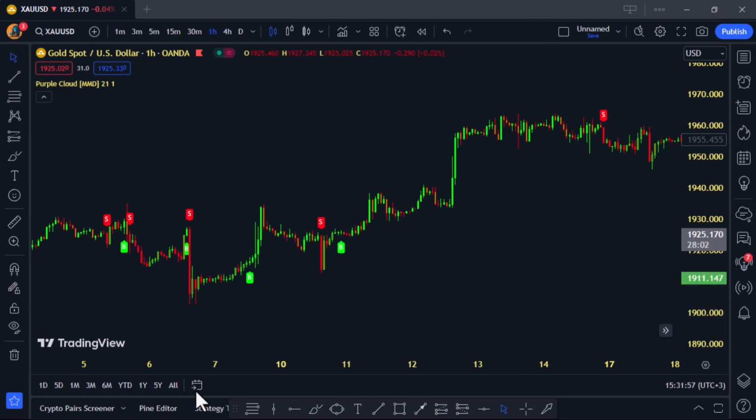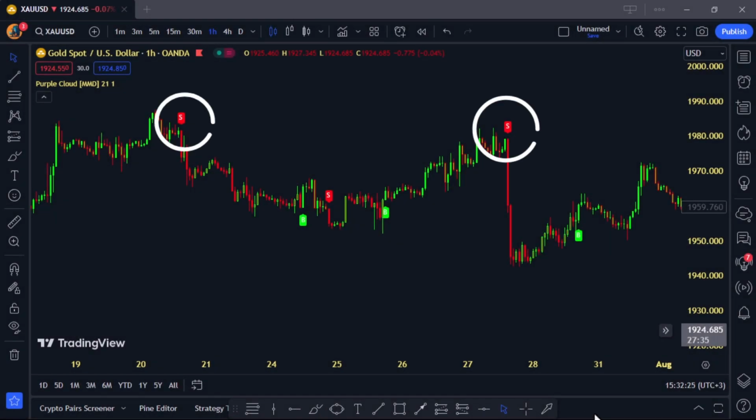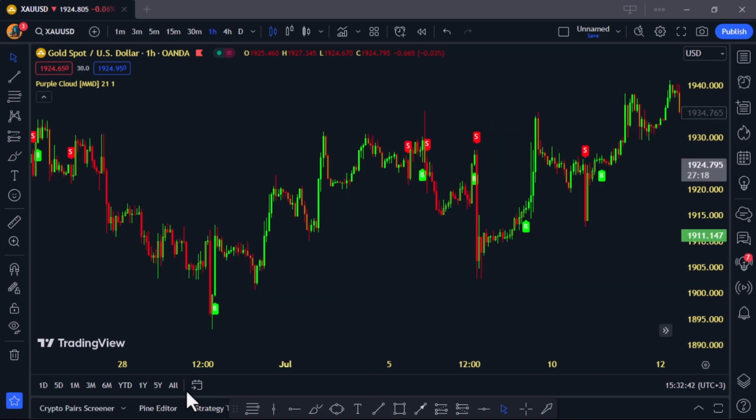These tweaks will supercharge your indicator, giving you two types of signals to work with. When you spot an S signal above a candle, that's your cue to consider a potential sell. Conversely, if you see a B signal below the candle, it indicates a potential buy opportunity.